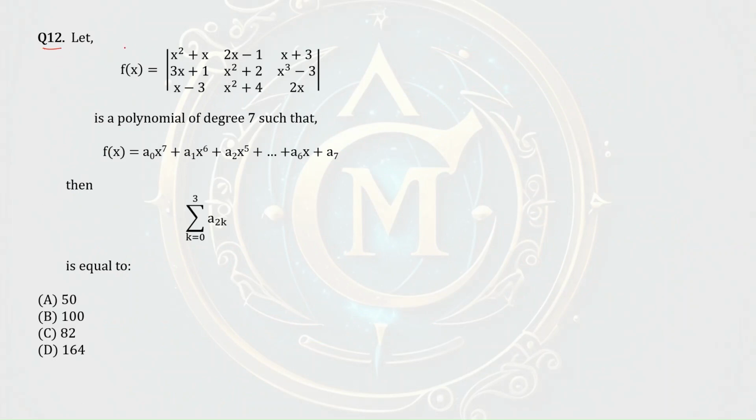This is the 12th question. Here it says a function is given in terms of a determinant. It is a polynomial of degree 7 such that f of x is a naught x to the power 7 plus a1 x to the power 6 plus so on up to a7. Then this sigma is asked. So this sigma, if we expand it, it will become a naught plus a2 plus a4 plus a6. So that means we have to find the sum of these 4 coefficients.